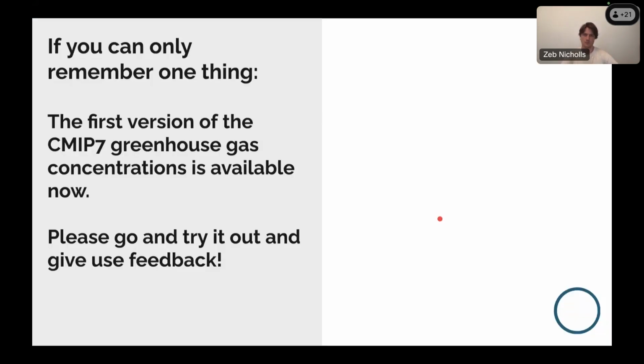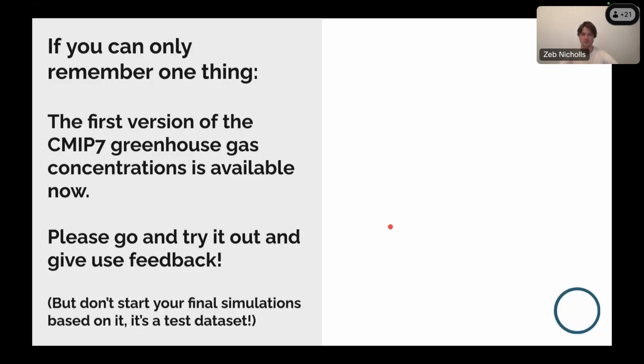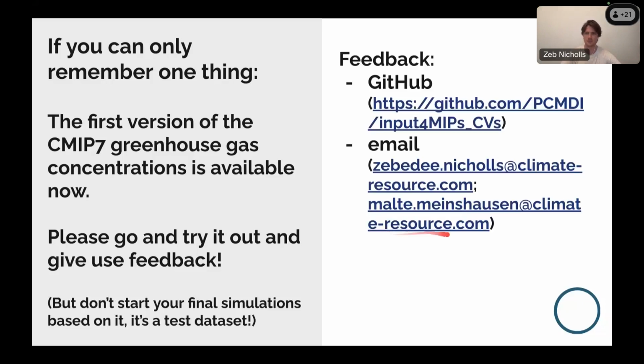So, trying to wrap it all up. If you only remember one thing from this, it's that the first version of the CMIP7 greenhouse gas concentrations is available now. Please go and try it out and give us feedback. That's a really important part of the process. Don't start your final simulations on this. It's a test data set, and there are bugs and there will be bugs, and we're going to get rid of as many of them as possible before we get to final simulations.